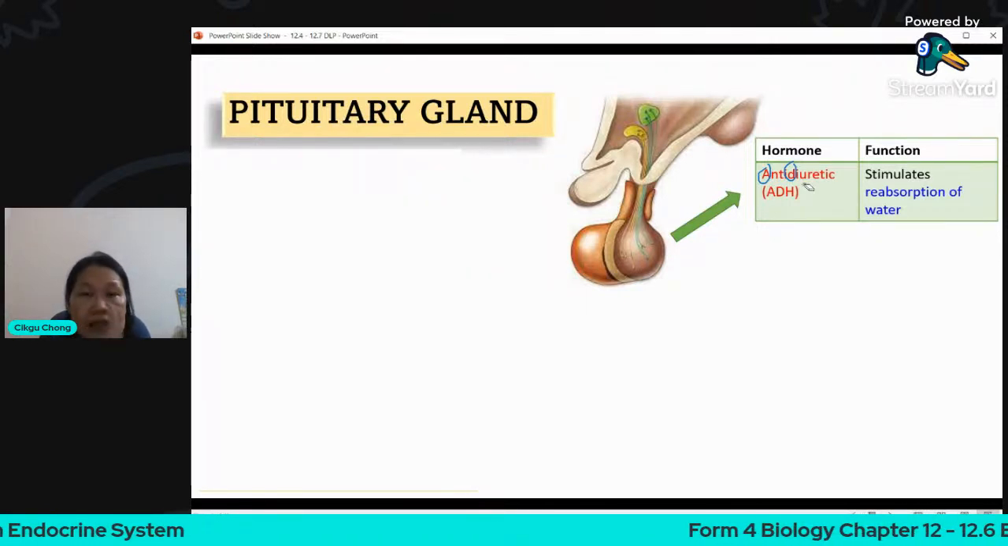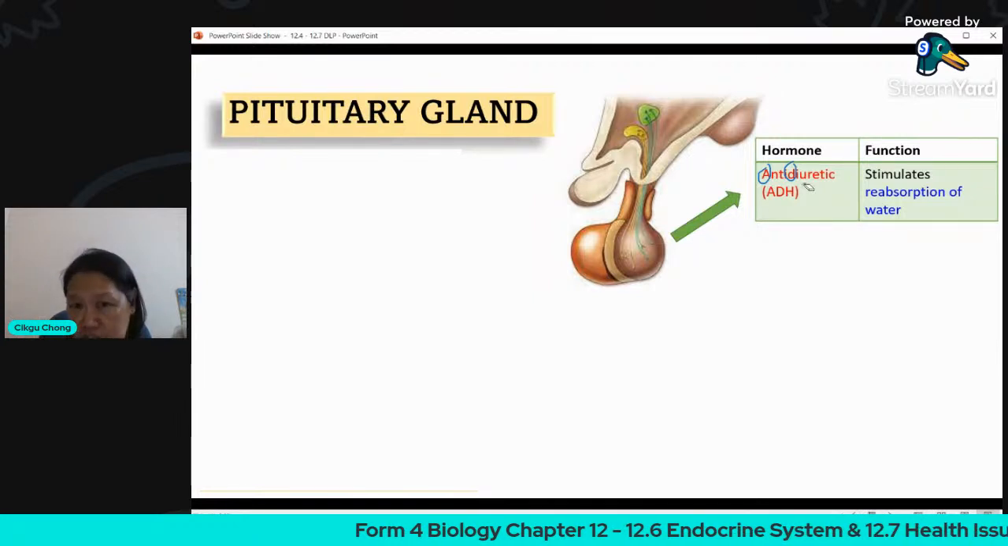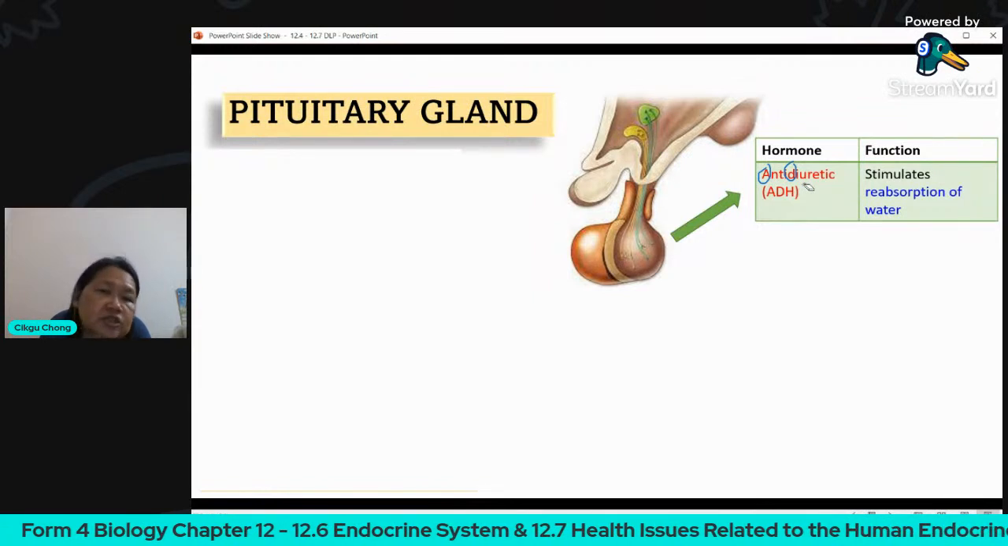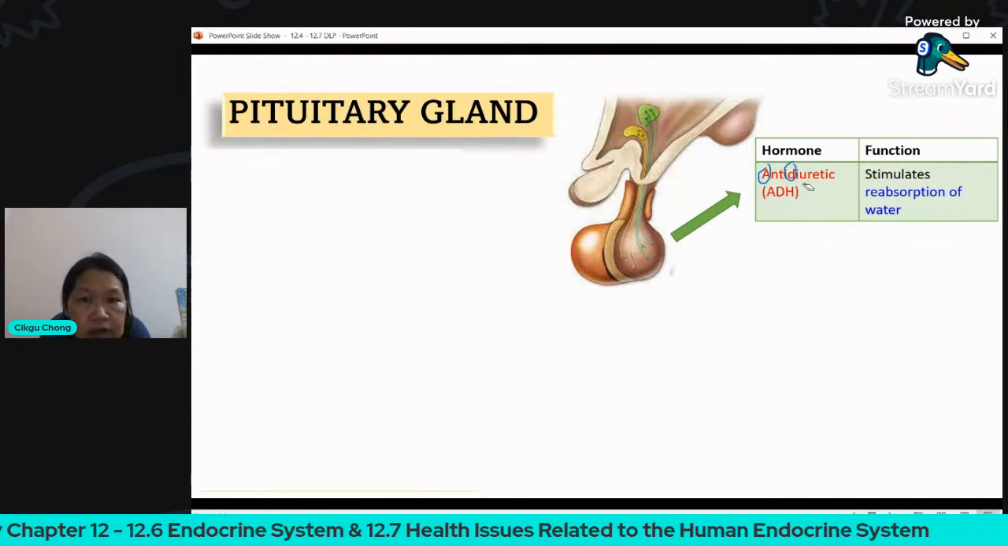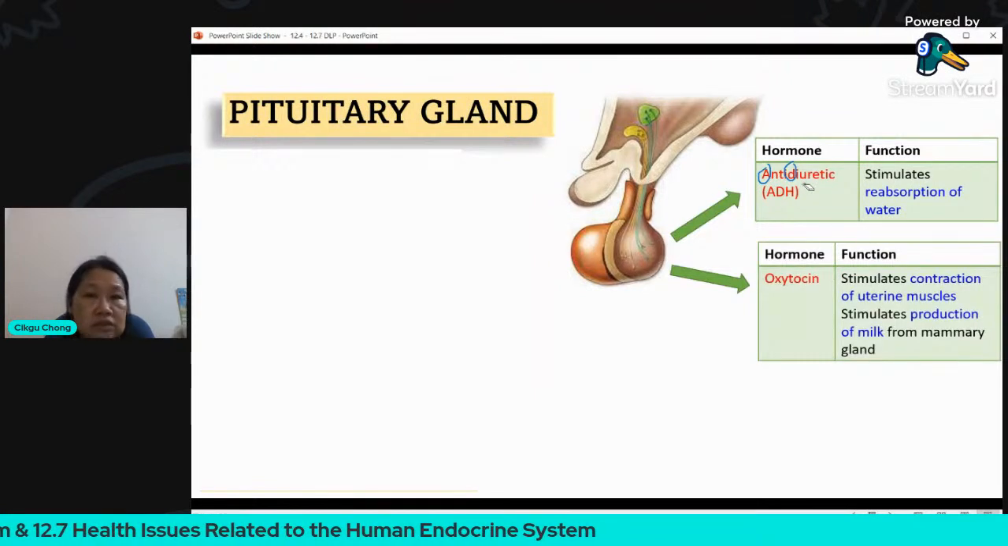Next one, another one. So you just remember the two first. Just remember two from the posterior. The rest will be anterior. Anterior, there are 6 actually. So let's look at the second one. It's called oxytocin. What is oxytocin?